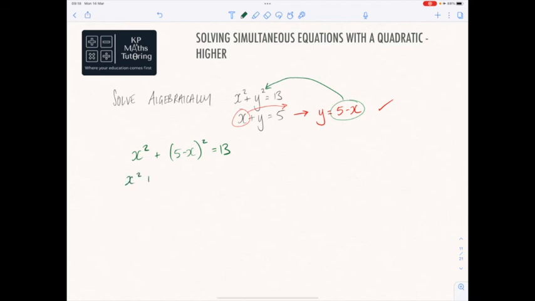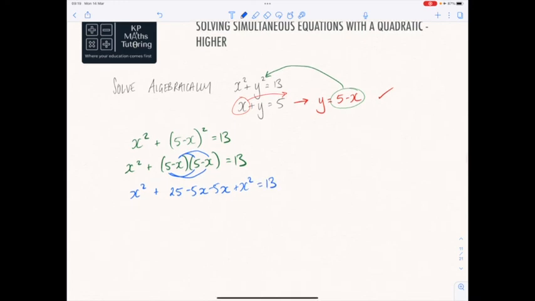Let's go through that process fully. So x squared plus (5 minus x)(5 minus x) is equal to 13. I suggest you write this out fully so you don't make any mistakes when you're expanding it. If I expand this, I end up with 25 minus 5x minus 5x, and then this becomes plus x squared. We've still got our x squared there, and we've still got our 13.